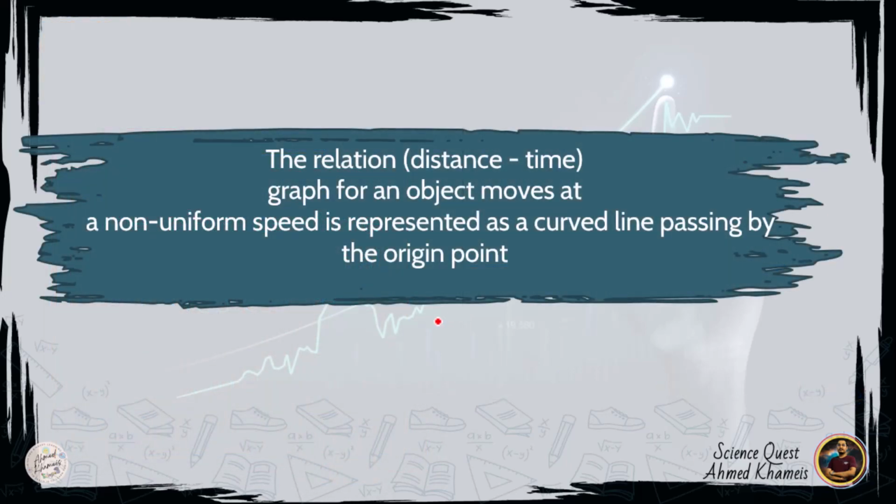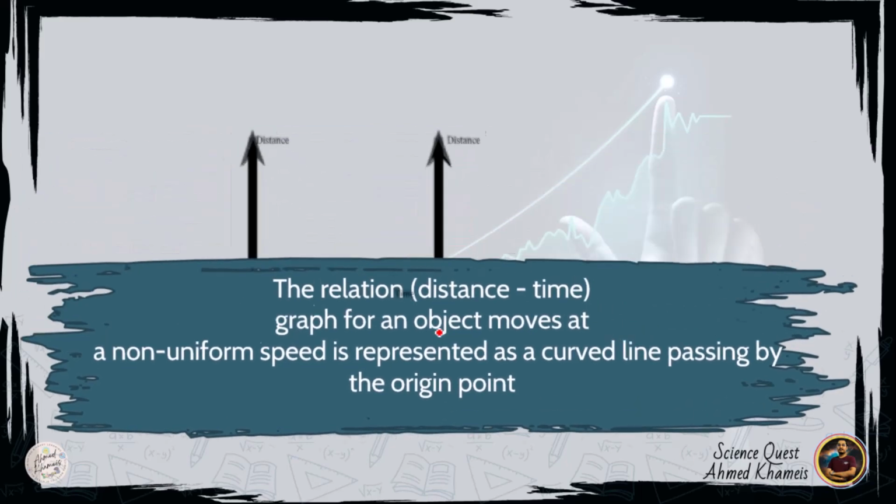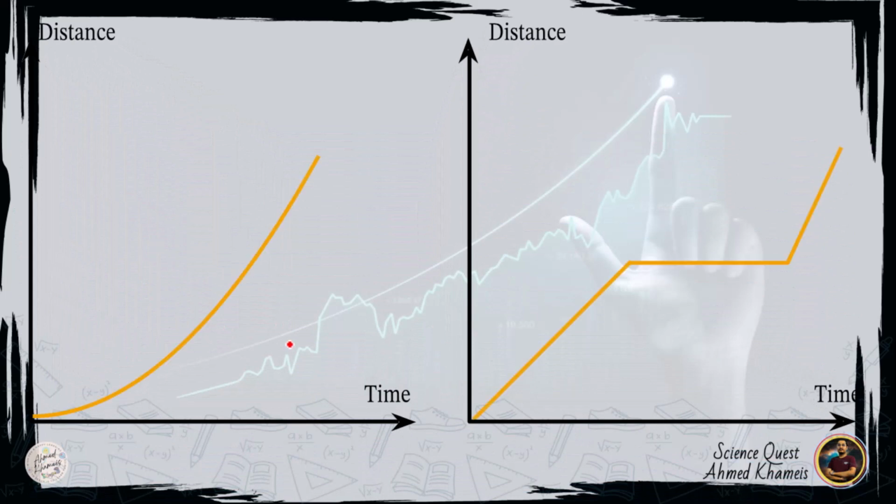The relation distance-time for an object moving at a non-uniform speed will be represented by a curve passing through the origin point, because the body is moving with non-uniform speed, so the speed will be changing with time.